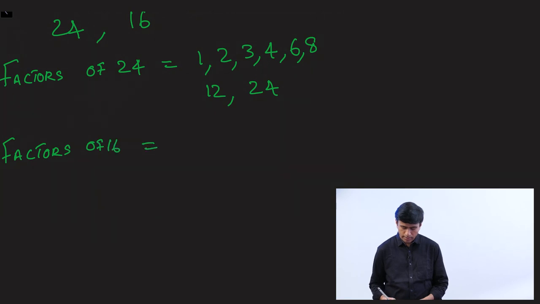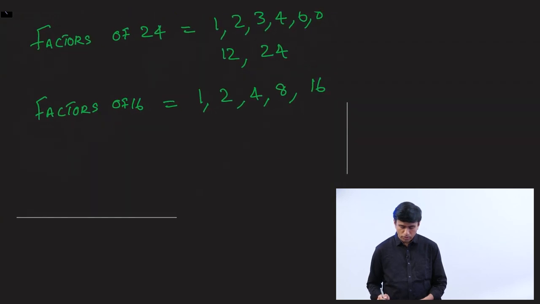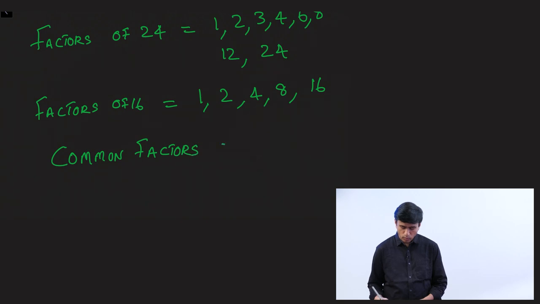What are the factors of 16? 1, 2, 4, 8, 16. The next step is to write down the common factors. What are the common factors? I'm going to circle the common factors. 1 is a common factor. 2 is a common factor. 3 is not a common factor because 3 is not a factor of 16. 4 is a common factor. 8 is a common factor.